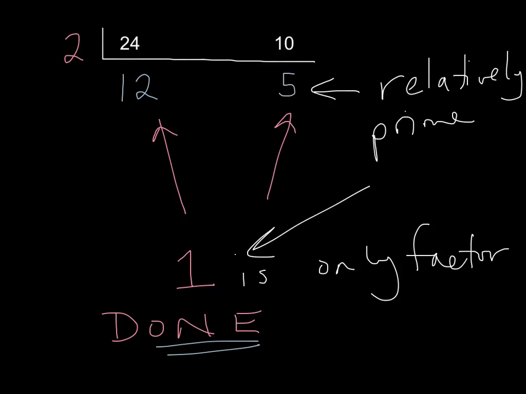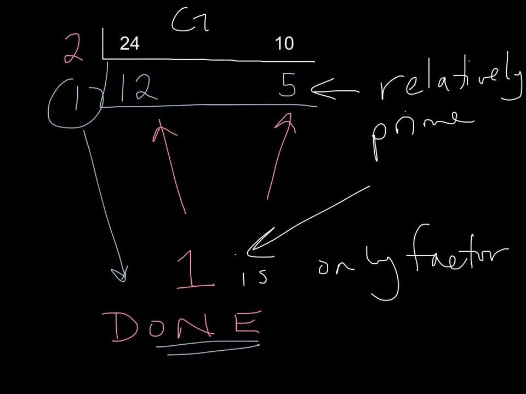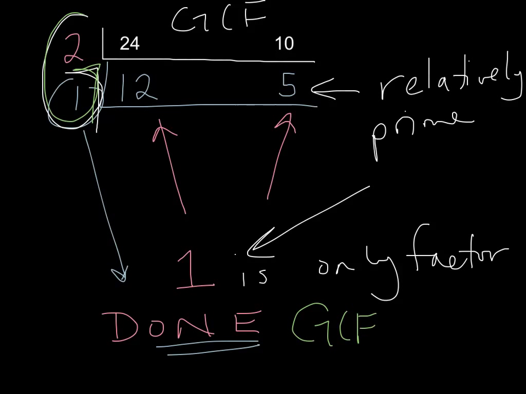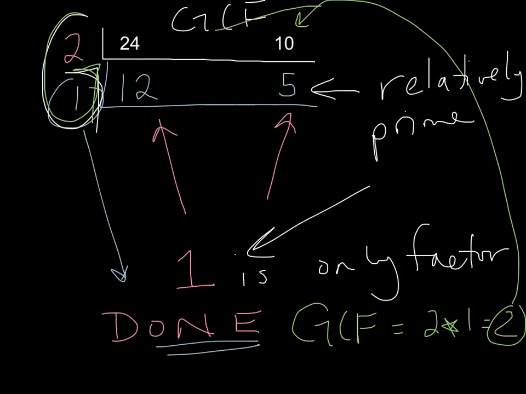So when I get to the point where the only thing that goes into both of them is 1, I am all done for GCF. So where do I find my GCF? I find it right here on the side. I make a big G right here. Let me put it in a brighter color for you. Okay, so right there, there's my G. So my GCF is going to be 2 times 1, or 2. That tells me that the biggest number that goes into both 10 and 24 is 2.